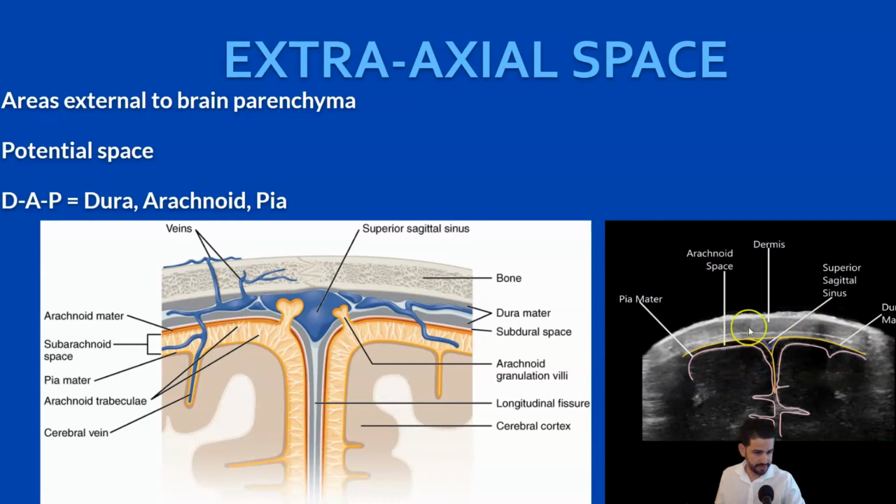So this is the dermis, this is the skin. Then you have the dura mater, then the arachnoid space, and the pia mater around the brain. So these three layers are the meninges. And I use DAP as a mnemonic to remember: DAP, dura, arachnoid, pia. I'll go over some more detailed images of these spaces later on.